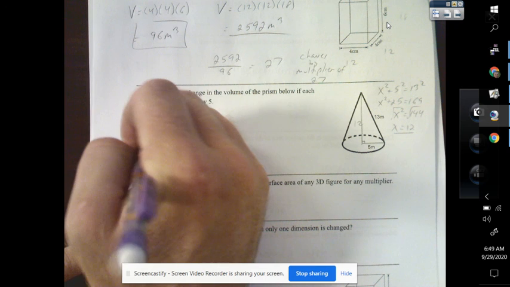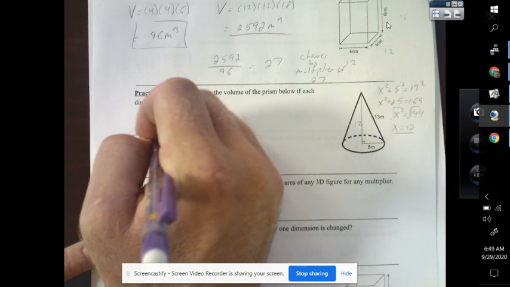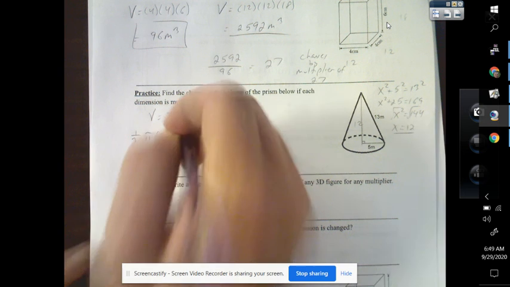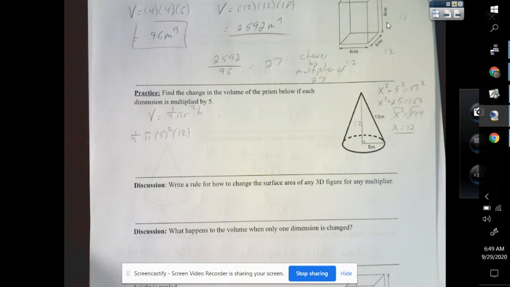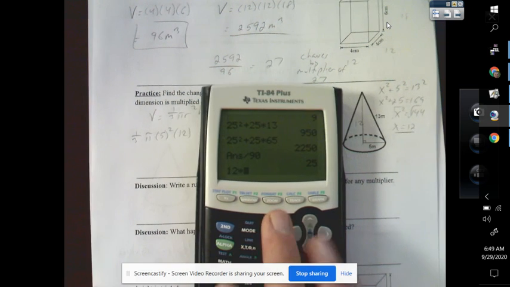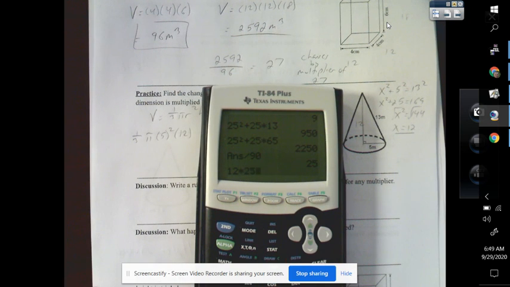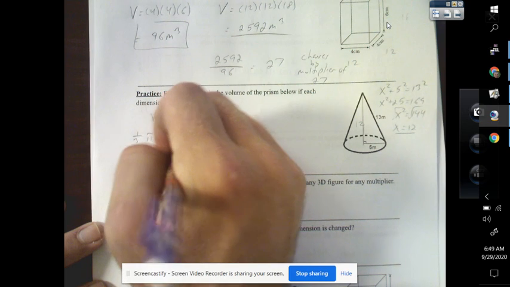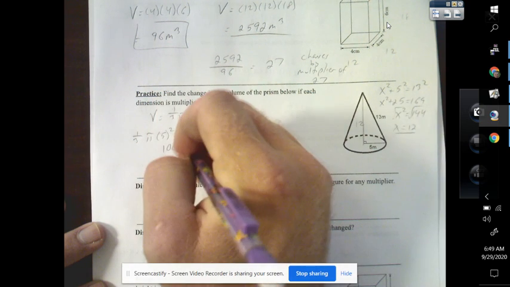Good stuff. For my first one, it's going to be 1/3 pi, my r is 5, and my height is 12. So we're going to do 12 times 25, because 5 squared, and then divide that by 3. We're going to get 100. So 100 pi, and I'm going to leave pi in there. 100 pi meters cubed.